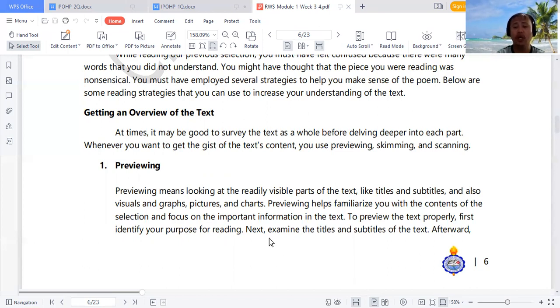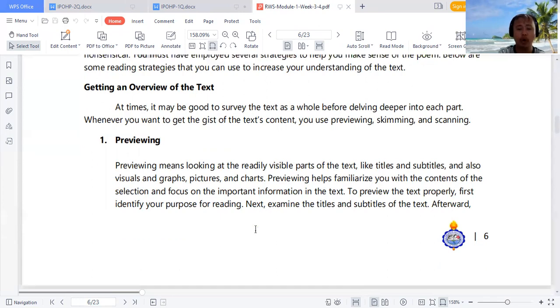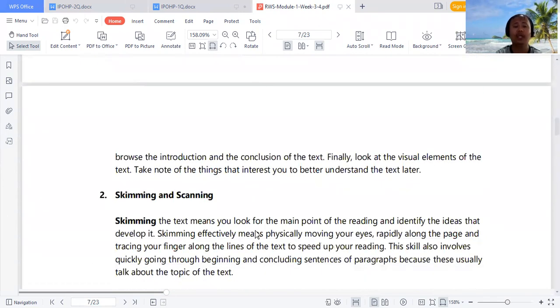To preview the text properly, first, identify your purpose for reading. Next, examine the titles and subtitles of the text. Afterward, browse the introduction and the conclusion of the text. So what I did, jumping into the conclusion, is part of the previewing. Finally, look at the visual elements of the text. Take note of the things that interest you to better understand the text later.